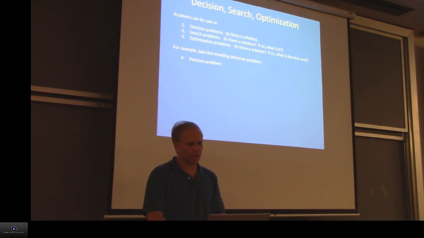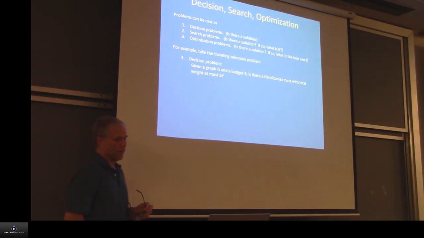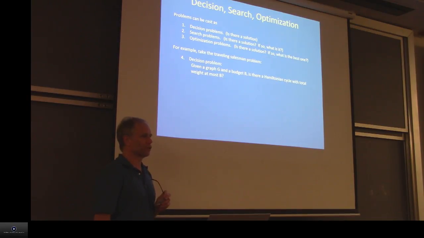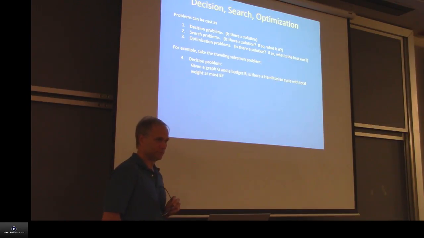Okay, so there's a traveling salesman problem. The decision version might be, well, no, I guess in this light, the word "there" makes more sense. Take the traveling salesman problem. The decision version might be: here's a graph and a budget. Is there a Hamiltonian cycle with total weight at most B? You're not asking for the solution. You're just asking, is there one? Can this problem be solved?